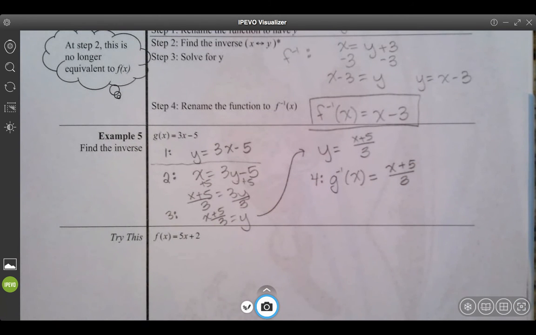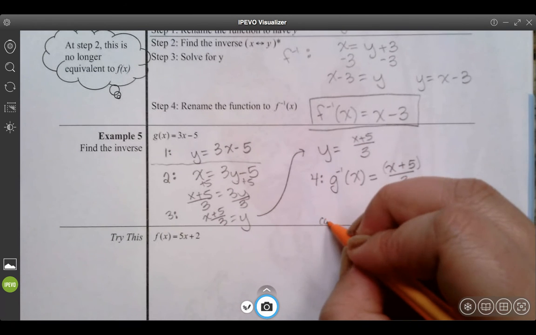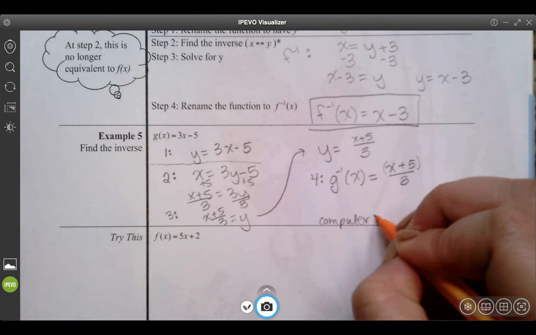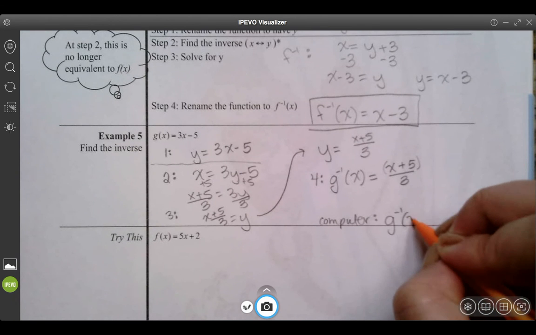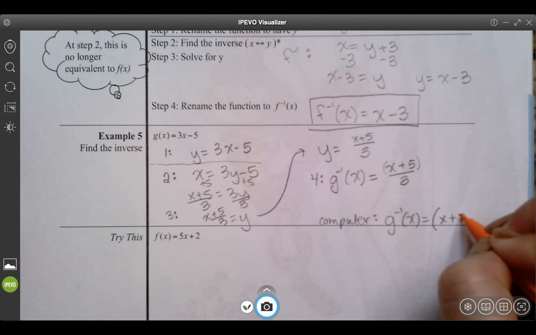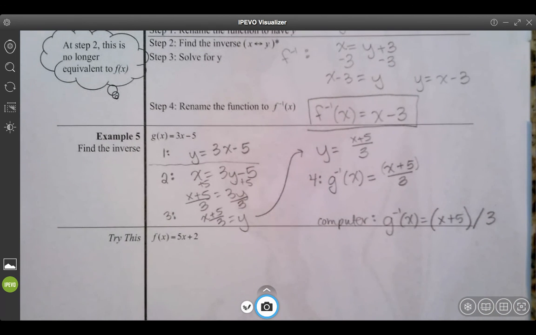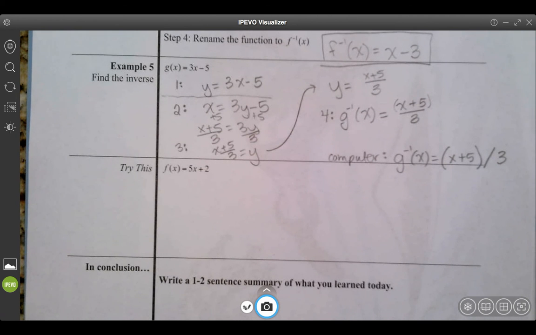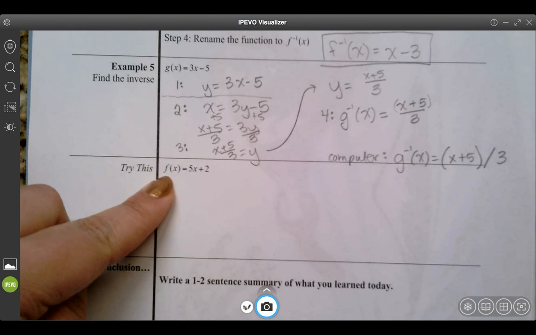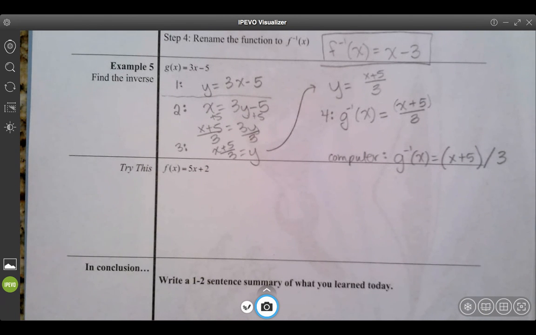If I'm typing this into a computer, that numerator is grouped together. So on a computer or calculator, I would type this g inverse of x equals parentheses x plus 5 divided by 3. Okay, so what I'd like you to do now is go ahead and do the try this. Remember, follow those steps, step by step, and be careful of when you're working with the original function f of x and when you're working with the inverse function. Okay, go ahead and put your answer in Edpuzzle, and then we'll solve it together.